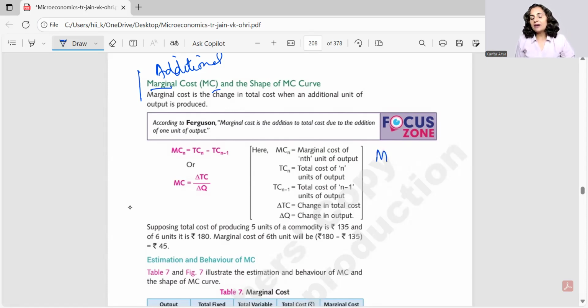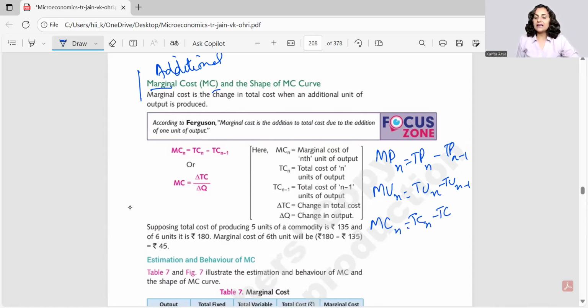Marginal. This formula we have read in productivity also, marginal product, marginal utility also. So what was it? At nth level, MP is TP at nth minus TP at n minus 1th. Similarly, MU at nth is equal to TU at nth minus TU at n minus 1th, meaning the preceding one. On a very similar note, MC at nth is equal to TC at nth minus TC at n minus 1th, meaning whatever change is brought in the total cost on account of the production of the next additional unit, that cost is called the marginal cost.